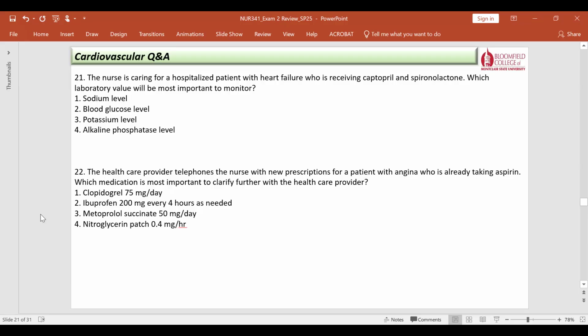The healthcare provider telephones the nurse with new prescriptions for a patient with angina who is already taking aspirin. Which medication is most important to clarify further with the healthcare provider? Aspirin and... would it be 1 because they are both anticoagulants?